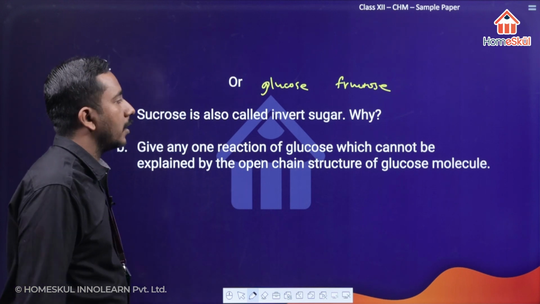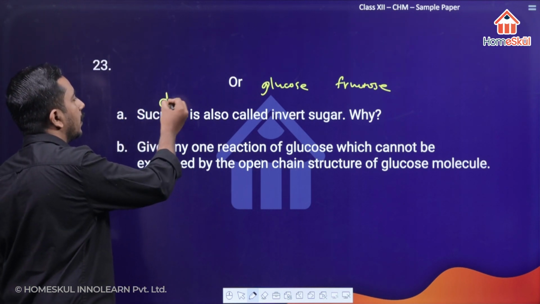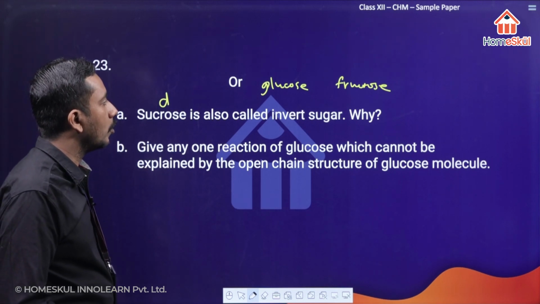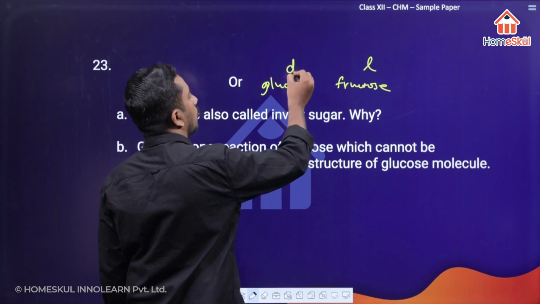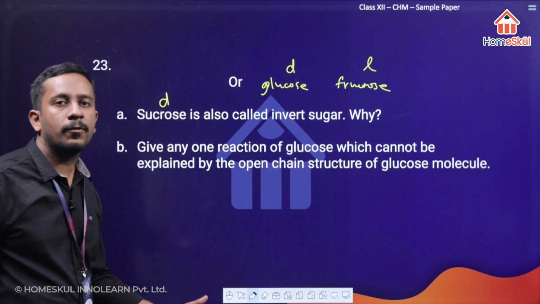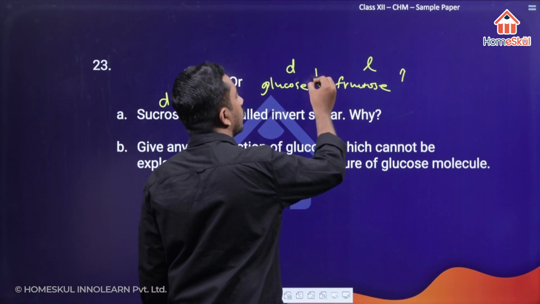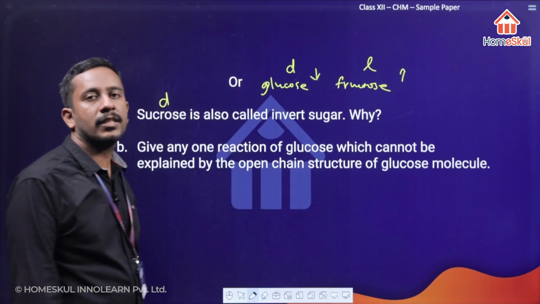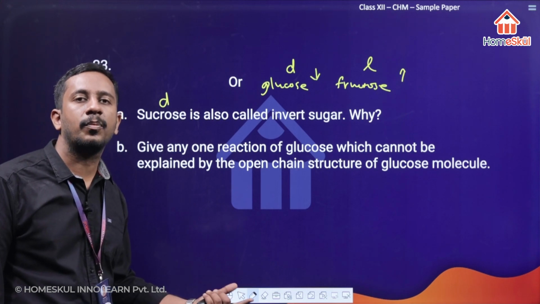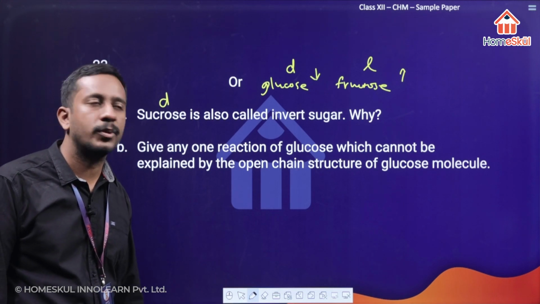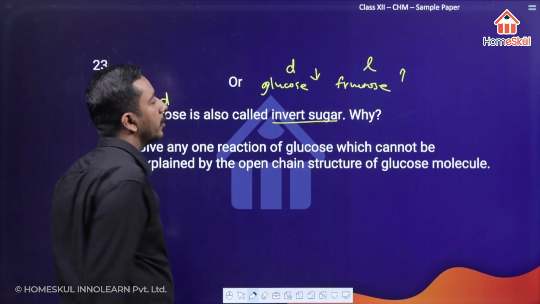Correct? So sucrose is actually a dextrorotatory molecule. Sucrose is dextrorotatory, and if you consider glucose and fructose, you can see that fructose is levorotatory and glucose is dextrorotatory. But the value of optical rotation is more in the case of fructose than in the case of glucose. So after hydrolysis, we can see that there is a change in the optical rotation of the resultant solution. So that is why sucrose is called an invert sugar.